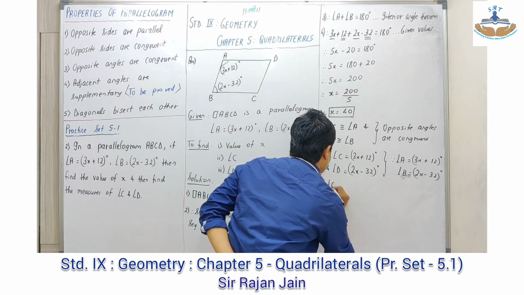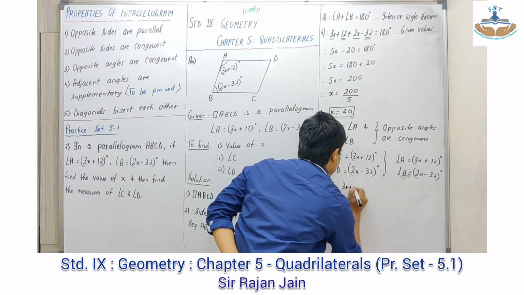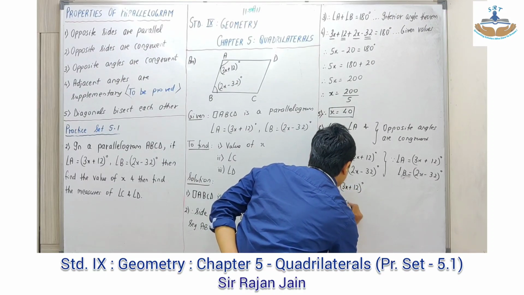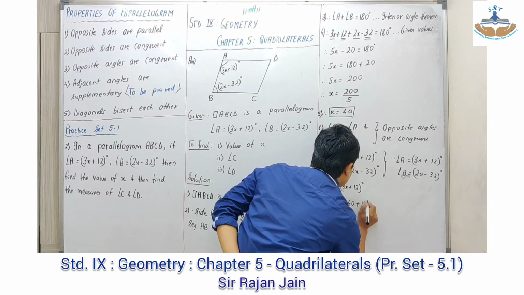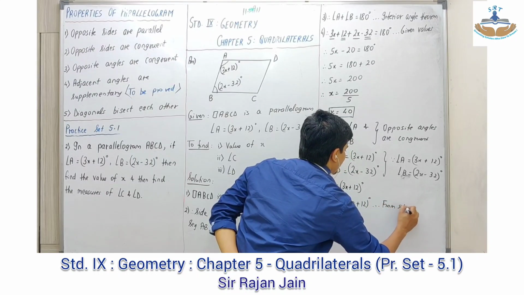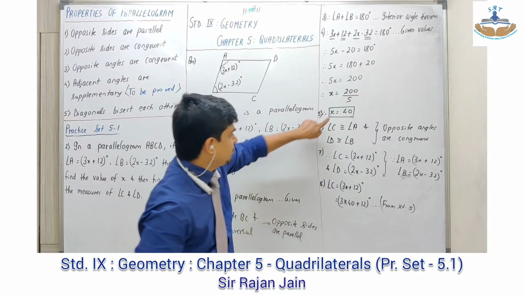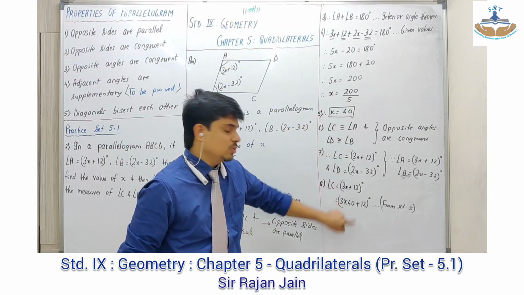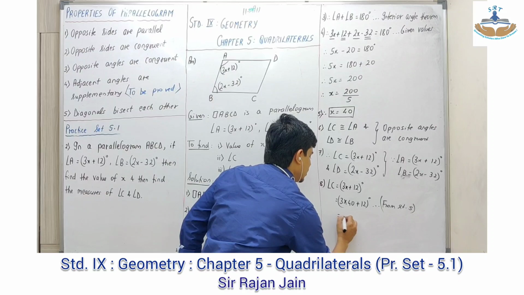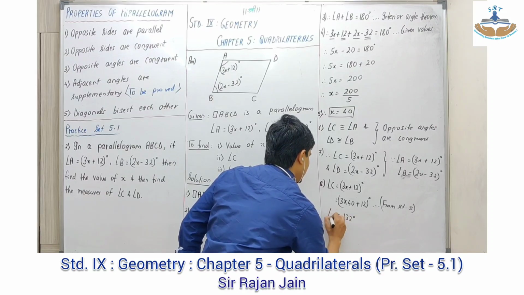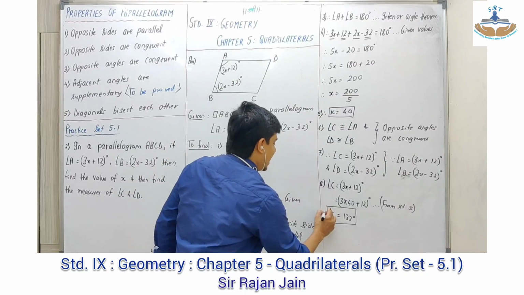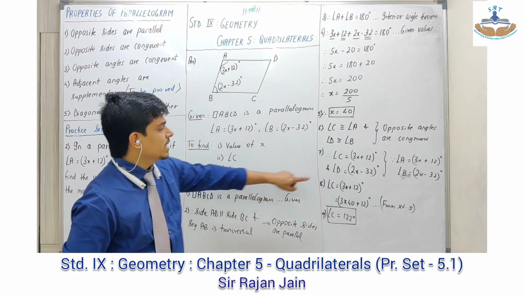Okay. Now I just substitute. I'll say angle C is 3x plus 12 degree which is equal to 3 into 40 plus 12 degree. अभी ये 40 किधर से आया? You can write from step 5 because step 5 में x is equal to 40. Now 3 into 40 will give you 120 and 120 plus 12 will give you 132 degree. This is your angle C. समझ में आया?